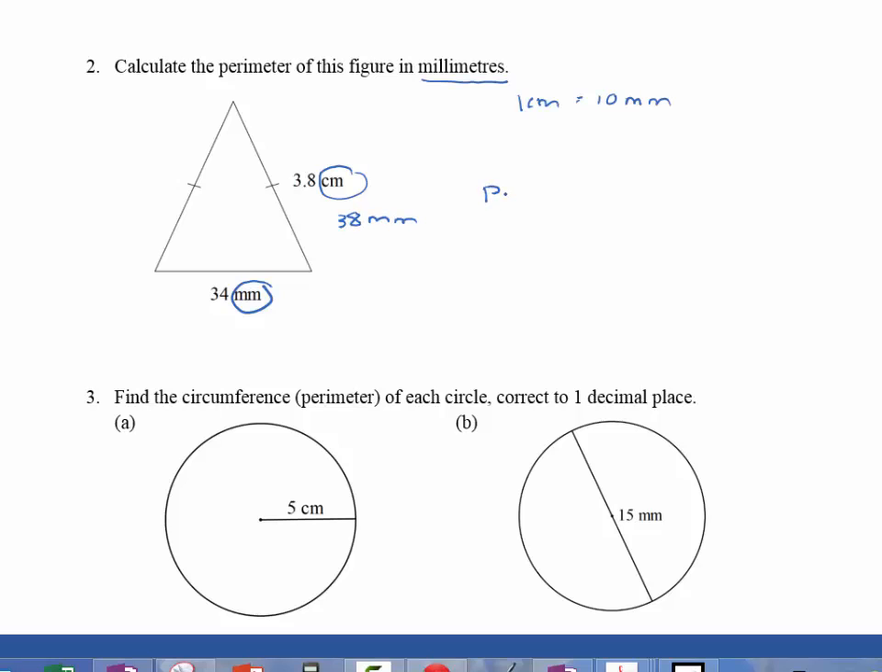So to find my perimeter then, I need all my sides. These dashes mean that these two sides are the same. So I have 3.8, I shouldn't say 3.8, I should say 38 plus 38 plus 34. And if I add those up, I'm pretty sure I get 110 millimetres. And that is my answer.